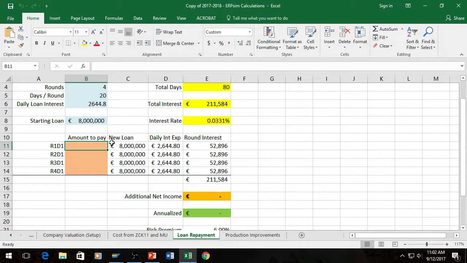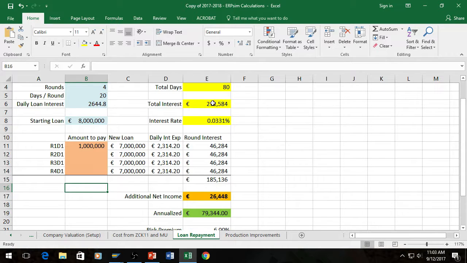So everyone starts out with 2 million euro in cash. So let's see what happens if we take 1 million of that and pay down the loan. Well, it has decreased the interest every single round. So the loan is going to go from 8 million to 7 million, and that works out to a daily interest expense of 2,314.20. So the entire round is 46,284, a total of 185,136.